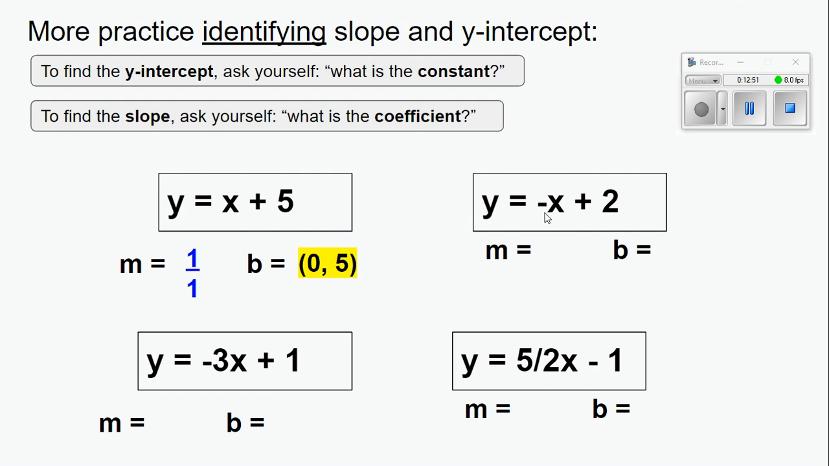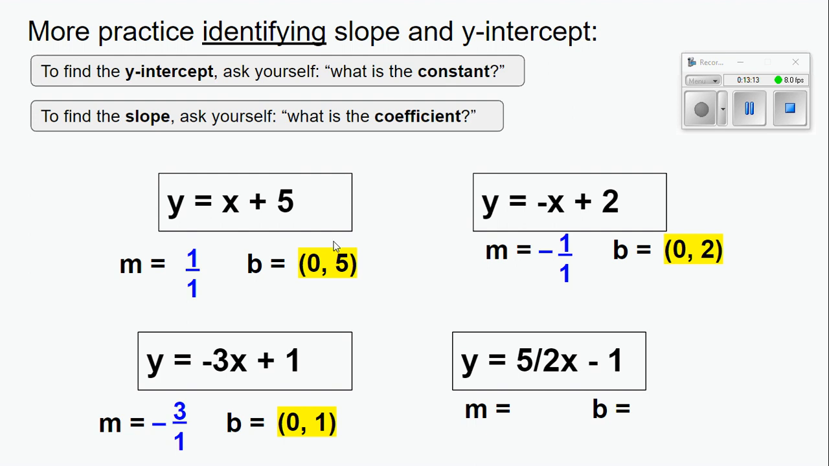All right, the next one, y equals negative x plus 2. So the constant, plus 2. Coefficient, negative 1, so negative 1 over 1. Done. For the third one here, constant, 1, so it crosses at (0, 1). Coefficient is a negative 3, so negative 3 over 1. Done.